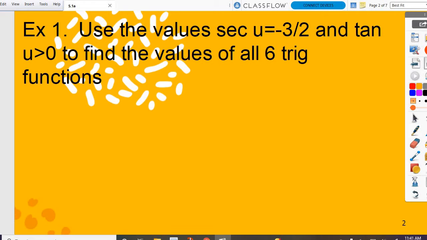So our goal with our identities is to use them for different types of problems. The first way is, last chapter we had problems that looked like this. So use the value secant of u equals -3/2, and tangent of u is greater than 0. Find all of the values of the trig function. And we would make a triangle, use our Pythagorean theorem, and then solve. Agreed? This time we're going to approach it a little bit differently. We want to use those trig identities to help us to find our other trig functions.